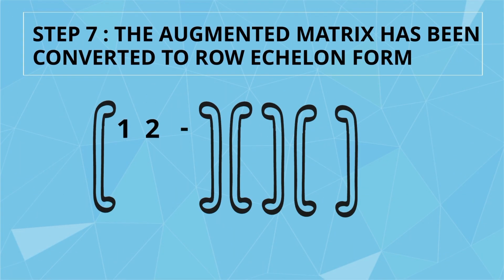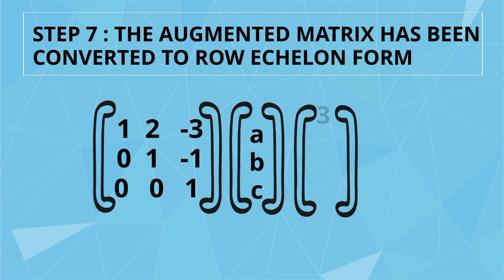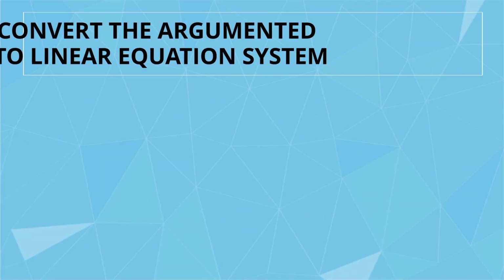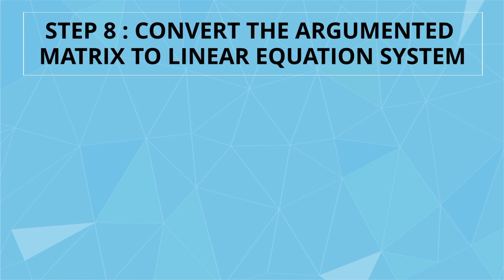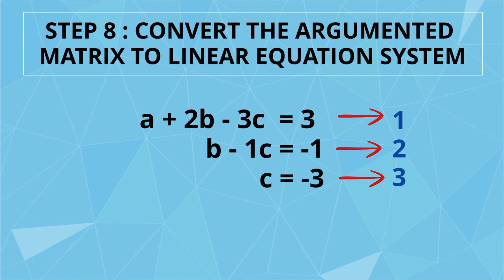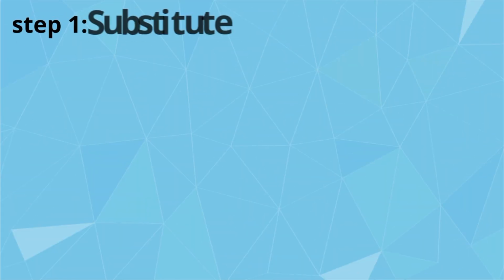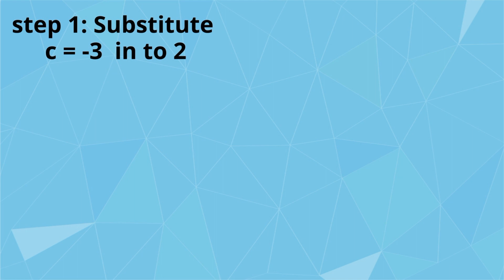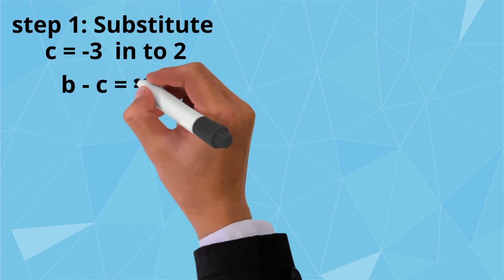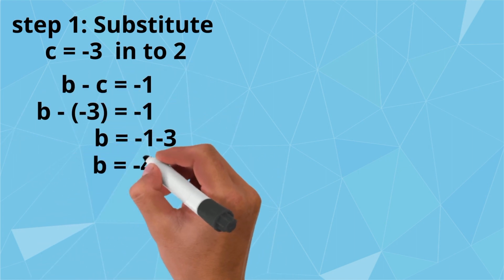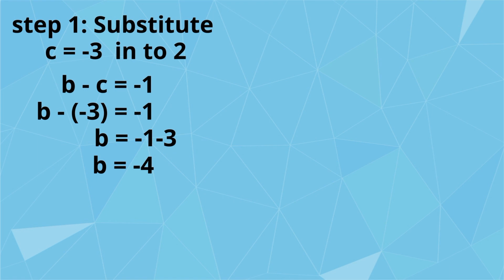Step 7. The augmented matrix has been converted to row echelon form. Now, convert the augmented matrix to a linear equation system to find the values of A, B and C. Since we already know the value of C, which is C equals -3, now we are going to find the value of B by substituting C equals -3 into equation 2. Now we already know the value of B, which is B equals -4.